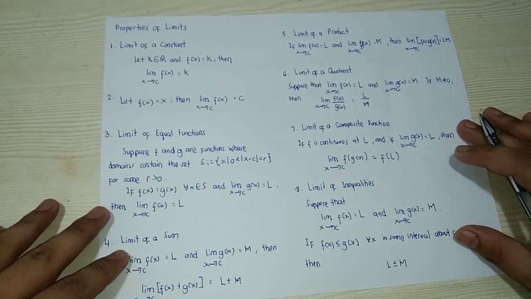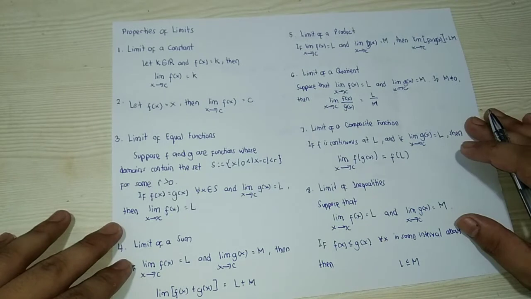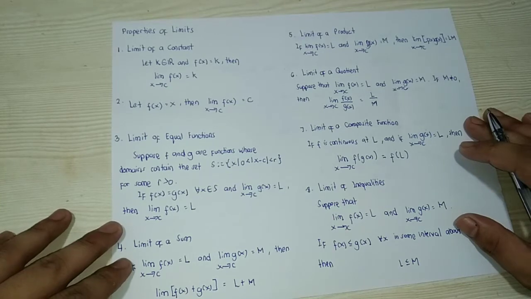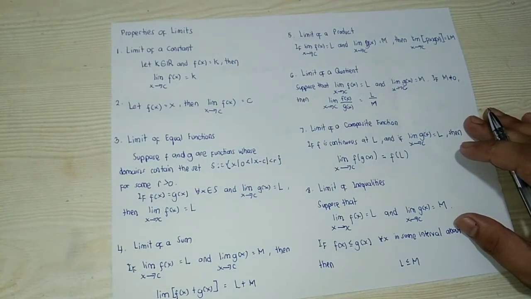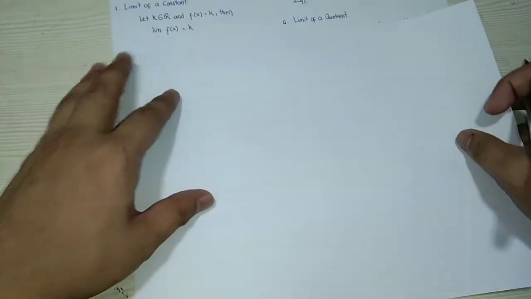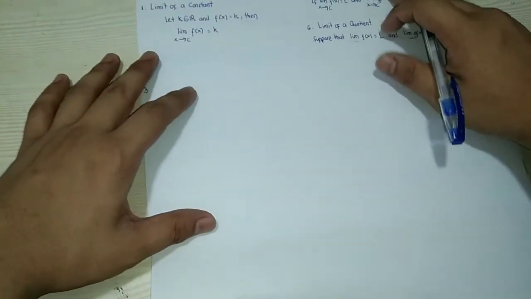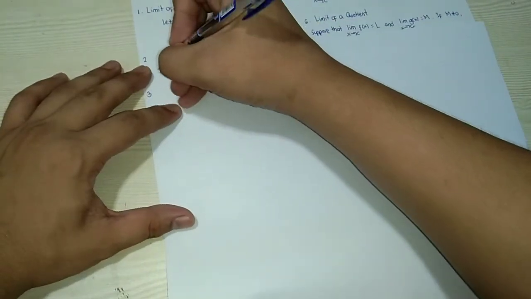Limit of a constant. Let k be any real number and f of x is equal to k. Then the limit of f of x as x approaches c is equal to k. So i-prove natin to. For number 1, proof.